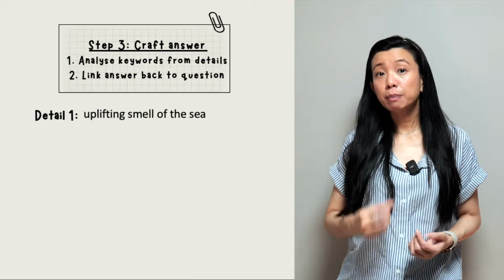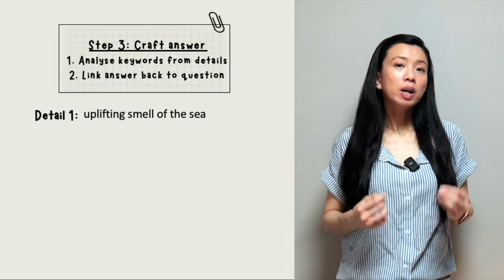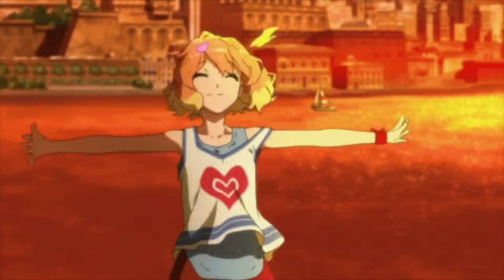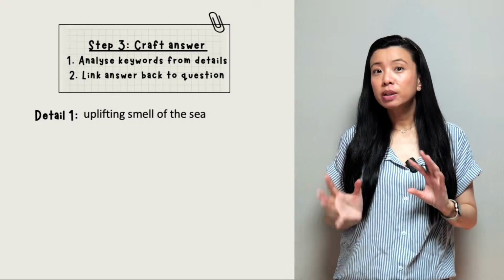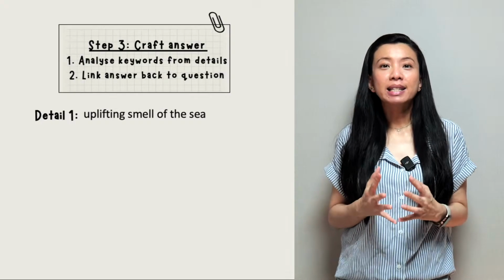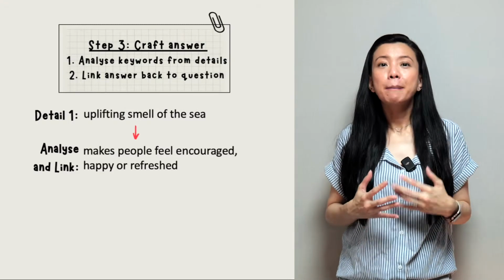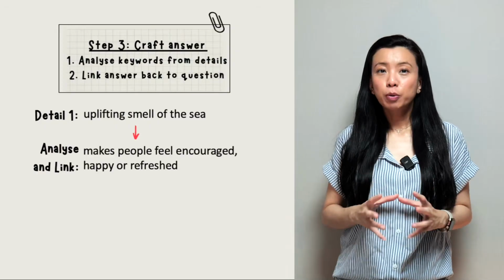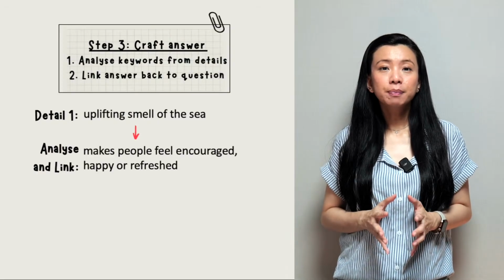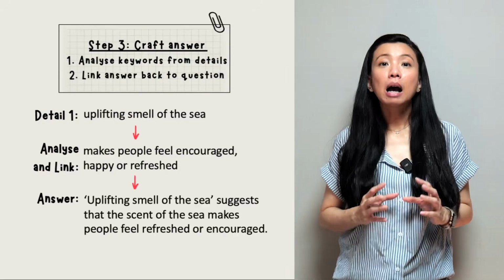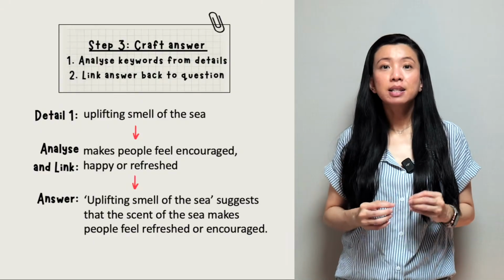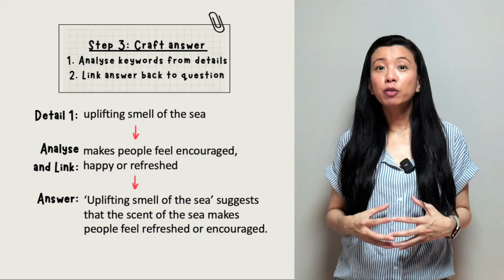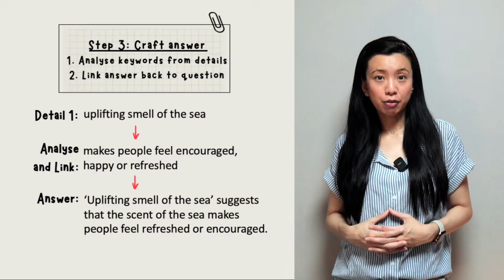The first one is uplifting smell of the sea. So the word uplifting tells us that something is encouraging, inspiring, or refreshing. So linking this back to the question, we can say something like the smell of the sea makes people feel encouraged, happy, or refreshed. So putting that into a proper answer, it would look something like this. Uplifting smell of the sea suggests that the scent of the sea makes people feel refreshed or encouraged.